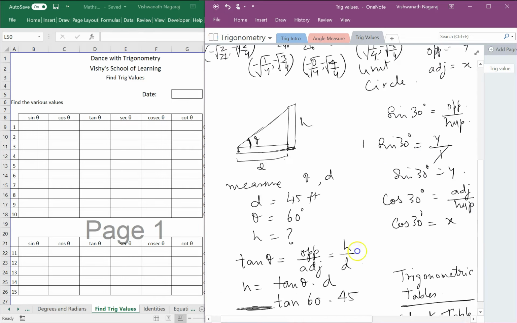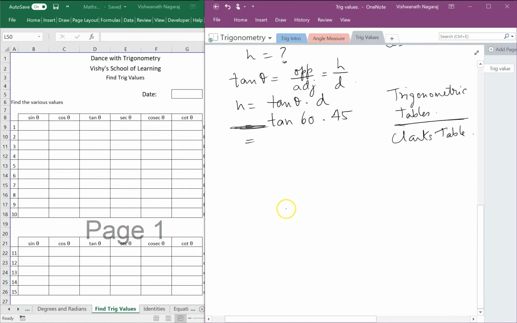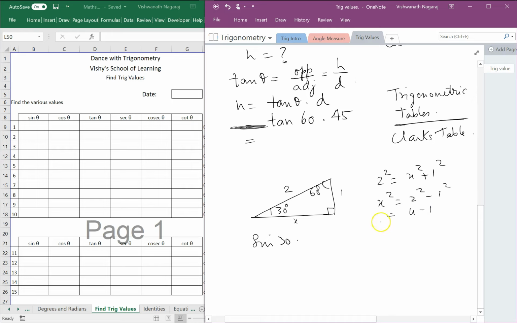Okay, another way of looking at it is, look at a right angle triangle where one of the angles is 30 degree and the other is 60 degree. If you look at sine 30, let's say this is 1 and this is 2. What will this be? Simple Pythagoras theorem, right? Let's say this is x. So 2 square is equal to x square plus 1 square, right? X square is equal to 2 square minus 1 square. 4 minus 1. X square equal to 4 minus 1. So x square is equal to 3.